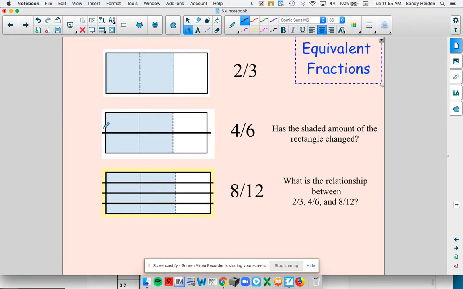All I do different is draw a line down the middle and I still have the same size shape, just 1, 2, 3, 4 out of 6 instead of 2 out of 3. I can draw more lines and I end up with 1, 2, 3, 4, 5, 6, 7, 8 out of 12, and it's still the same as 2/3.